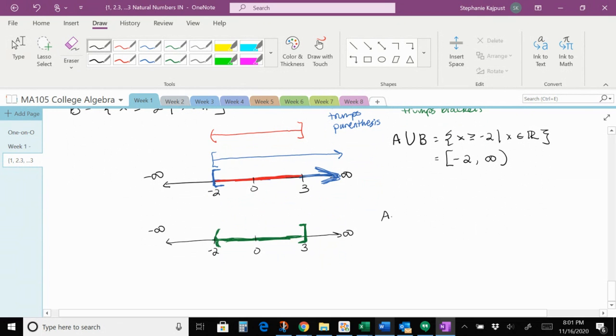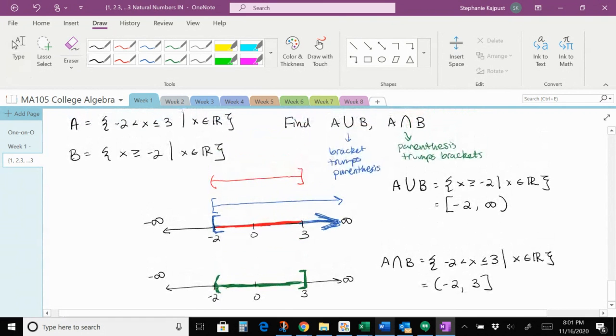So our intersection is numbers between -2 and 3. So -2 is less than x, which is less than or equal to 3 because of the bracket, which in interval notation would be -2 with a parenthesis to 3 with a bracket. And that actually is the same as set A in this case.